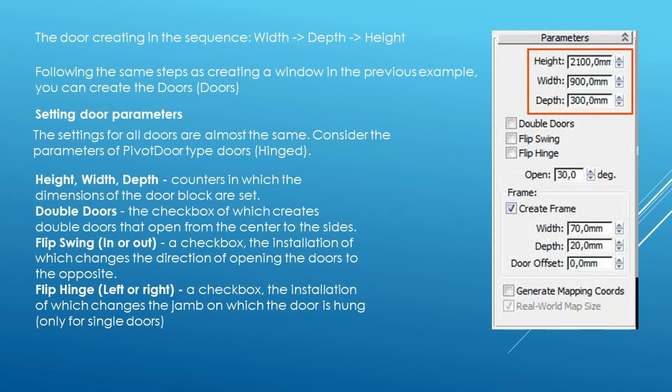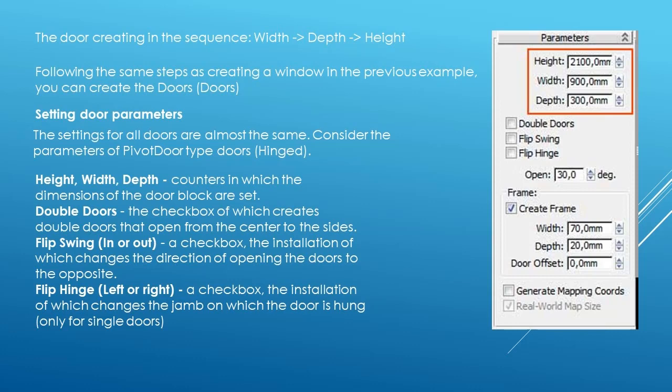The door is created in the sequence of width, depth and height. Following the same steps as creating a window in the previous example, you can create the doors. Door parameters settings. The settings for all doors are almost the same. Consider the parameters of the pivot door type, which is hinged. Height, width and depth are counters in which the dimensions of the door block are set.